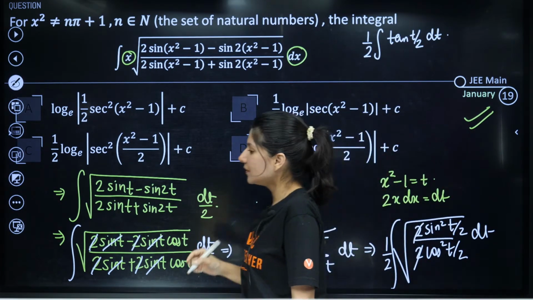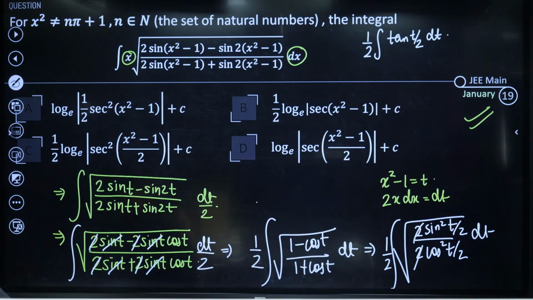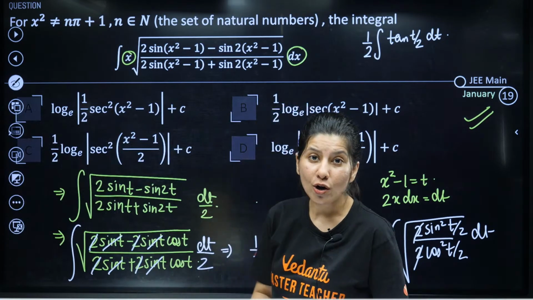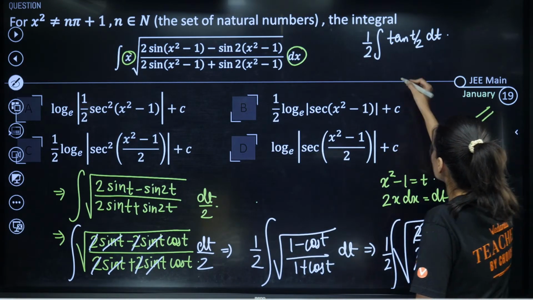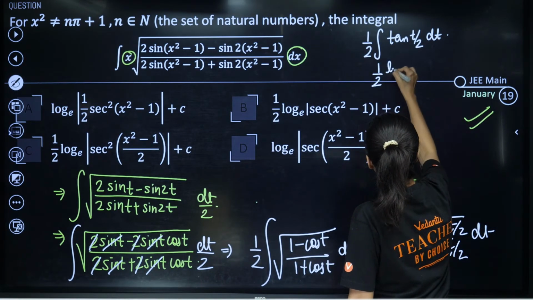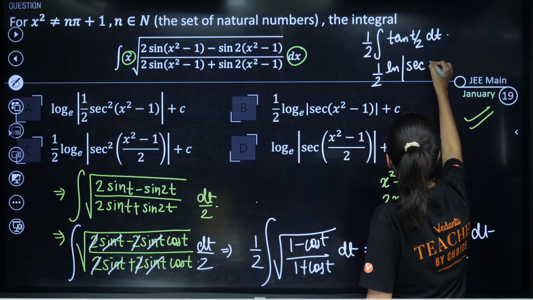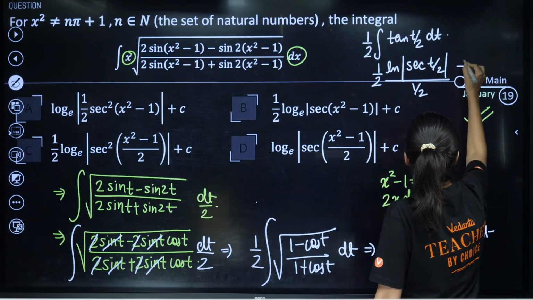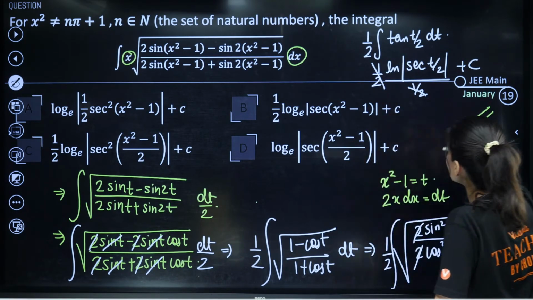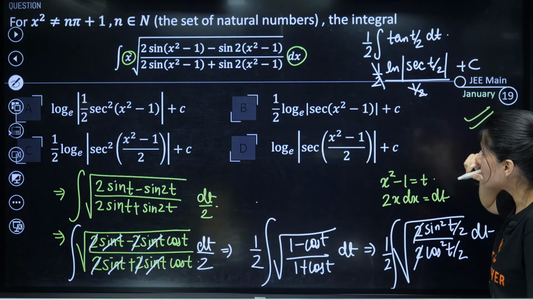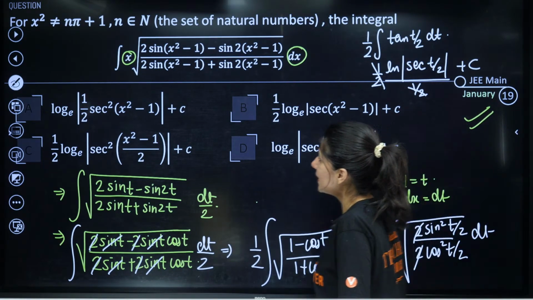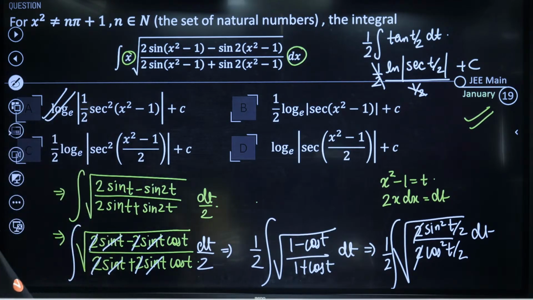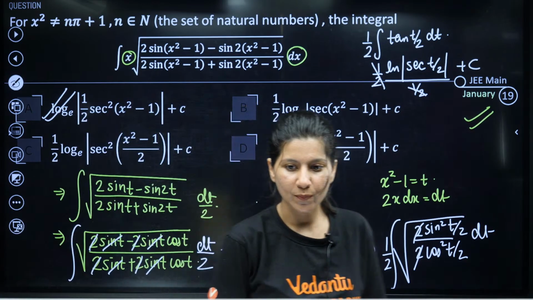Integration of tan is what? Log of mod of sec x. So this is half log of mod of sec t by 2, upon the 1 by 2 from t by 2, plus constant. Half is getting cancelled out. t is x square minus 1 by 2. So now, yes, option A seems to be the correct one, right?